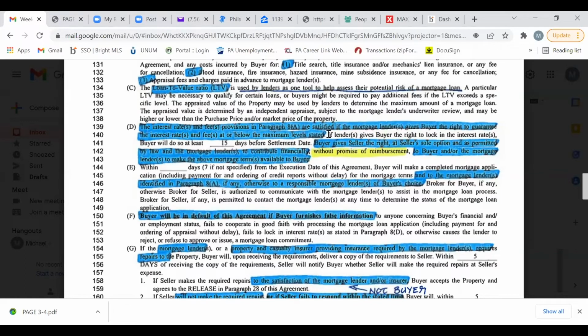Here's a pre-filled one. If lenders give buyer the right to lock in the interest rates, buyer will do so at least 15 days before settlement.